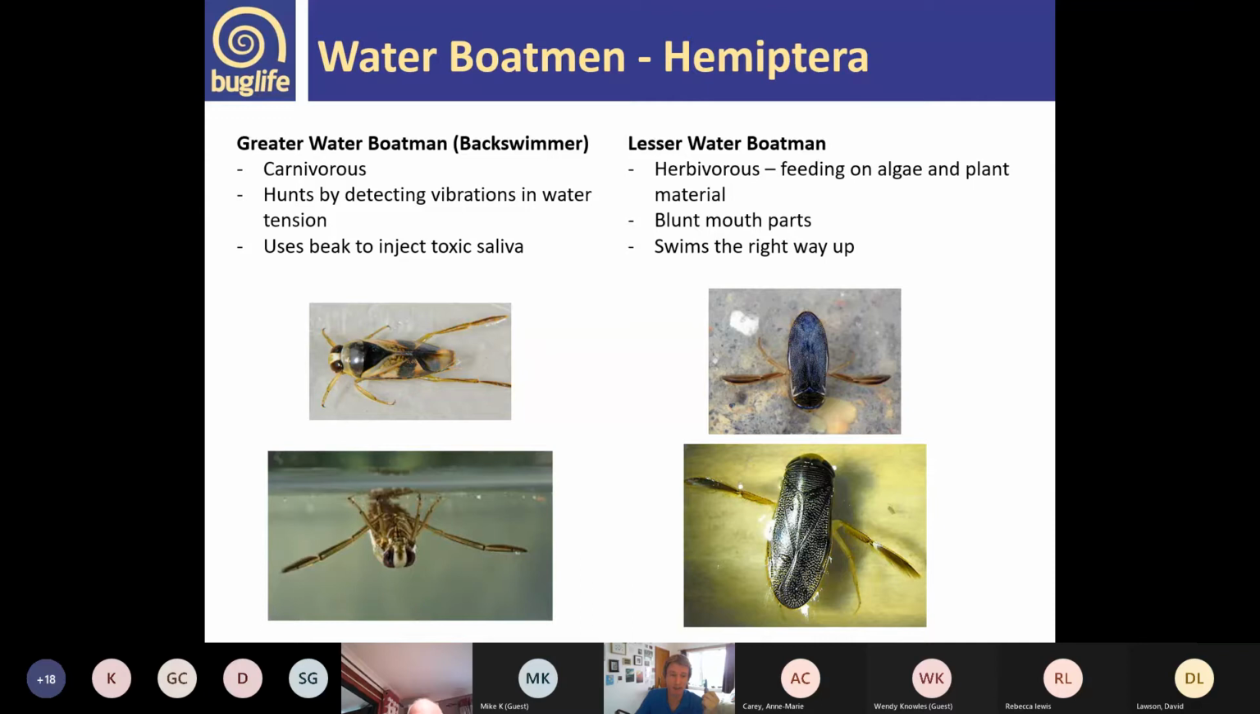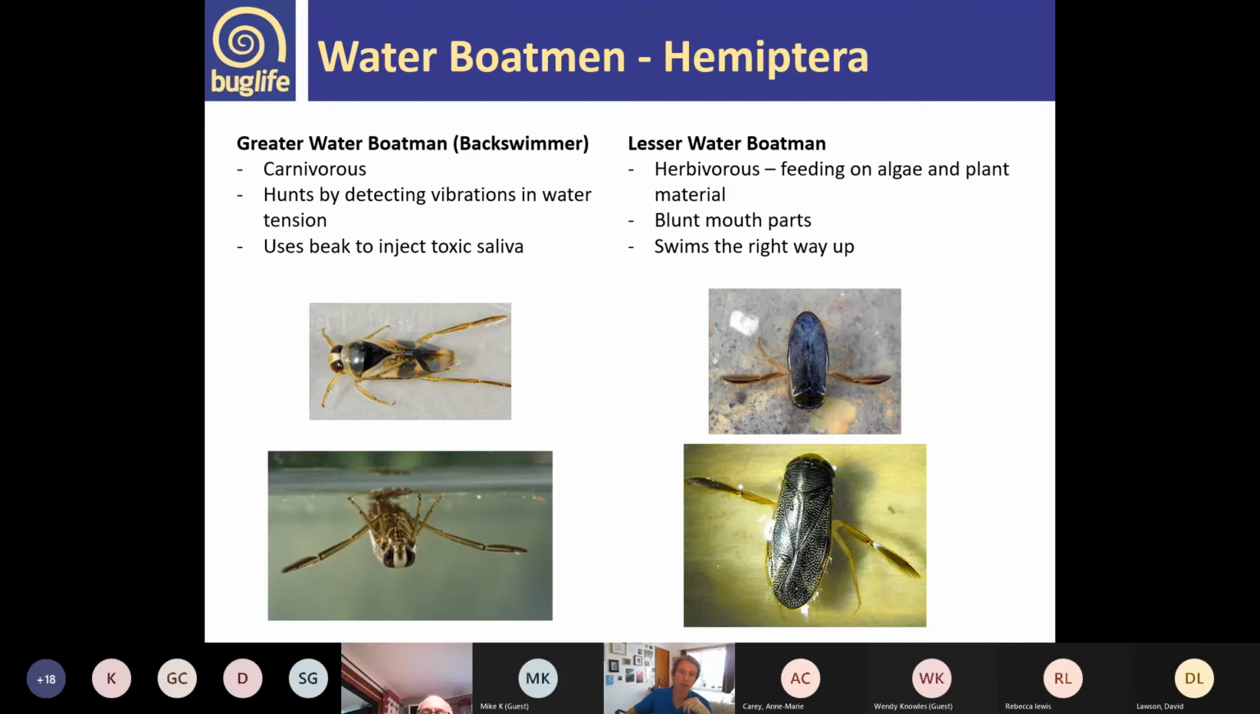But lesser water boatmen, in contrast, are actually herbivorous with blunted mouthparts. So unlike the other Hemipterans that we've already discussed, they actually are herbivorous. Both species of water boatmen have elongated rear leg parts. So the rear legs are elongated to act as paddles or oars, which gives them their common name, the water boatman, which makes them easily recognizable when they're swimming around in a pond. But they are actually the rear pair of legs that assist in swimming.